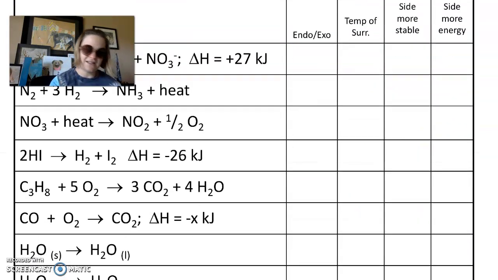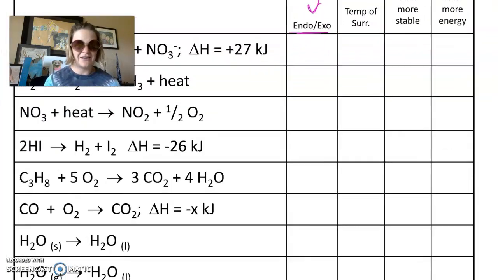So on Class Kick, I'm going to put this slide on there. This is your homework for today. I want you to try it. And what I want you to do is tell me if each reaction is endothermic or exothermic. So you would write either endo or exo. And I want you to tell me what would happen to the temperature of the surroundings. Would they go up or would they go down? So you would first need to figure that one out. Then I want you to tell me if the reactants or the products are more stable. So that's which one's lower in energy. Which side is higher in energy is the last one.